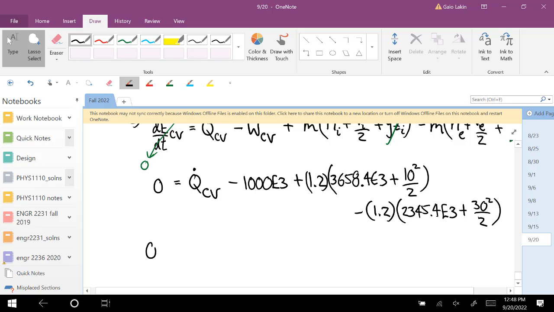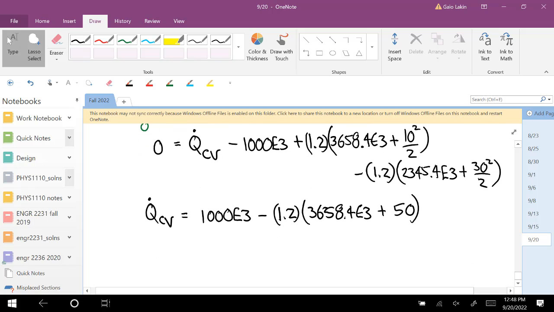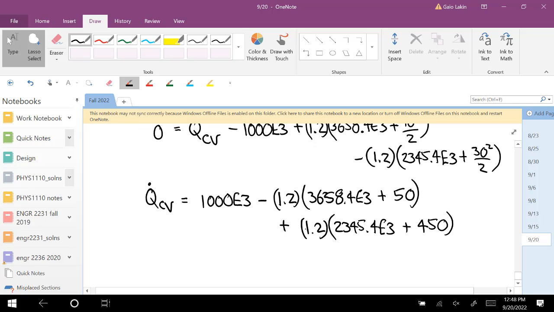And so Q dot for the control volume is equal to positive 1,000 times 10 to the third minus 1.2 times the quantity 3658.4 times 10 to the third plus 50, plus 1.2 times the quantity 2345.4 times 10 to the third plus 450. And can someone calculate that?